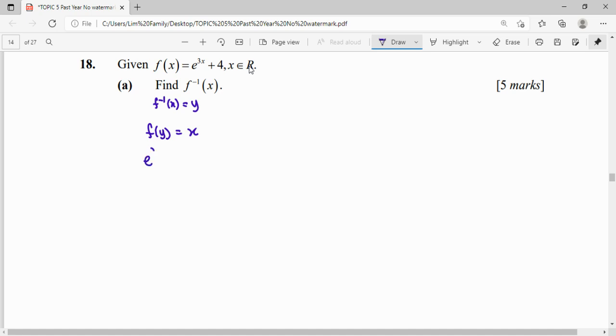So it will become e^(3y+4) equals x. So I have to find this y at the power here. First of all, I move the 4 to the right hand side. Then I take the log of this e so that the y can come down. So it will become 3y. When I have log e, it is ln for this x minus 4. And then move the 3, it will be 1 over 3 ln(x minus 4). So this is our f inverse.